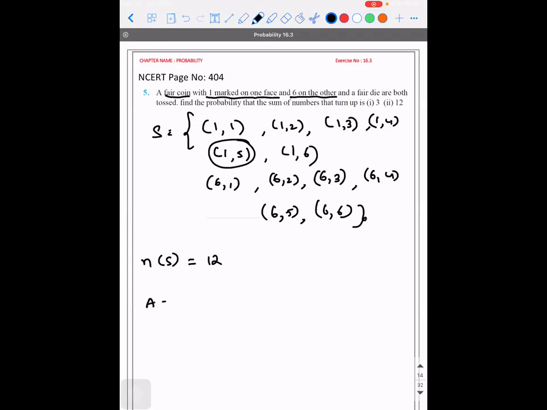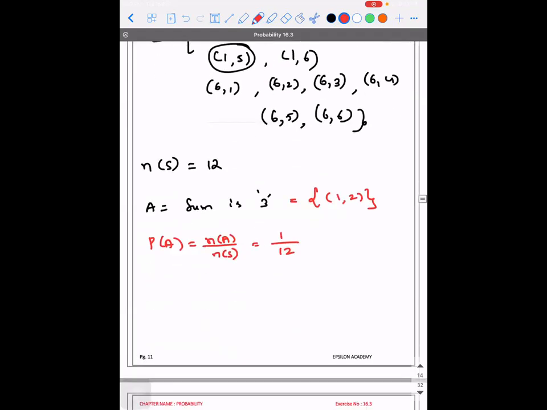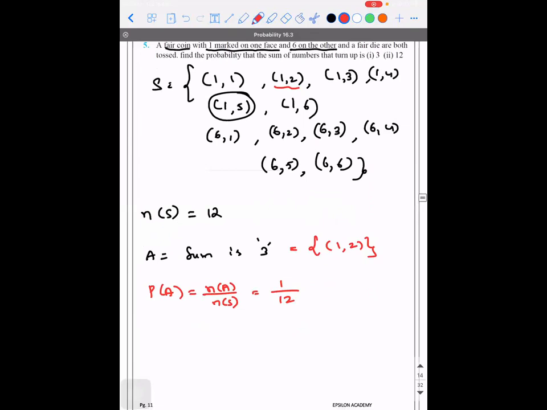Let A be the event where the sum is 3. So where is it? That is 1, 2. So the probability of A is the number of elements in A divided by n of S. That is 1 out of 12.